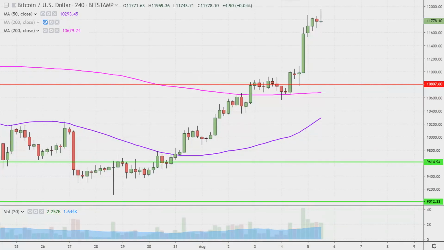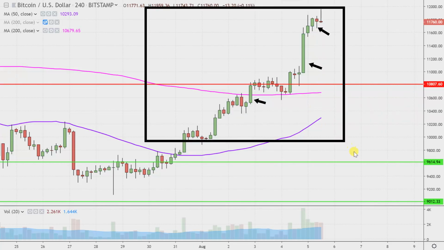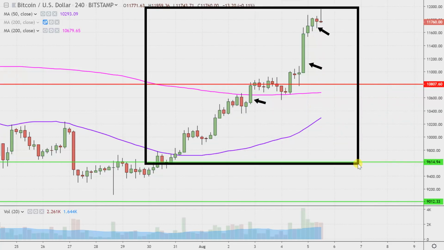Real quick, what do I mean by 4-hour, in case maybe you're new to charts? Instead of each one of these candlesticks here representing 1 day's worth of price action, which is what you would normally see, each one represents 4 hours. So while this here may look like a couple months worth of time, it's actually just the past couple of weeks broken down into 4-hour time slices.